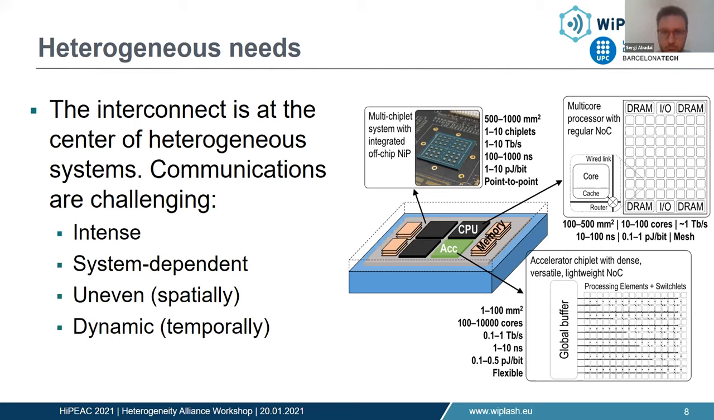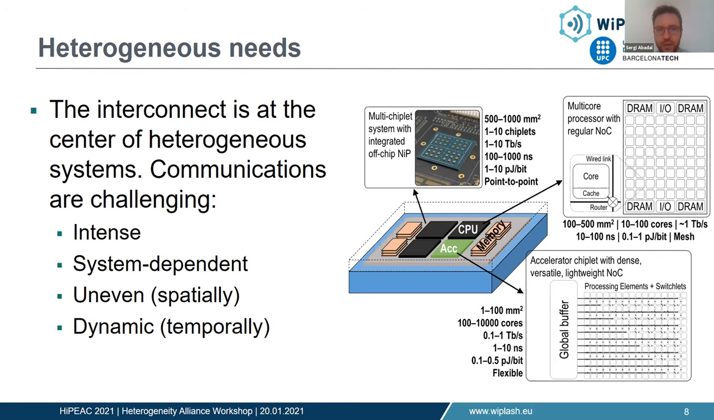But also those requirements are uneven spatially. So one accelerator might have more requirements than others, so there's going to be this kind of uneven distribution. And then temporally, there are dynamic requirements in terms of communications, because at some point in time the application will require some kind of communication, at some other point in time it will require some others, right? So how do you deal with this?